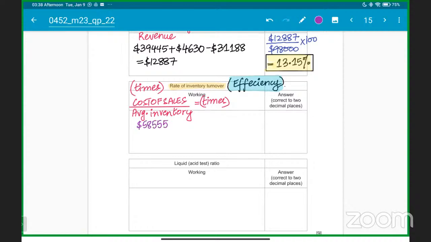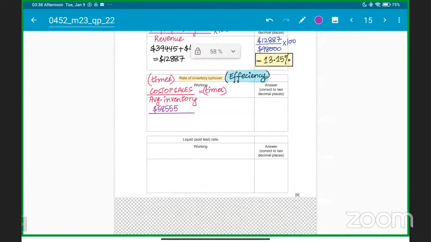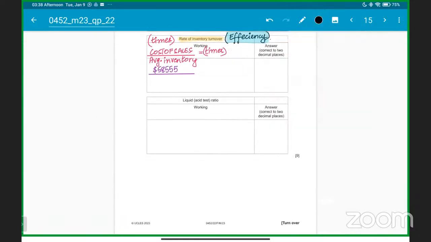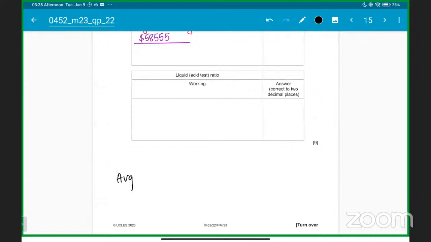Is everyone getting it? And in the numerator, students, I'll repeat, we have to put the cost of sales, that is 58,555. And in the denominator, what is average inventory? Write down the formula for average inventory as well. Guys with me, following? Yes, sir. The formula for average inventory is opening inventory plus closing inventory divided by 2. Okay, average out. Opening inventory plus closing inventory divided by 2.